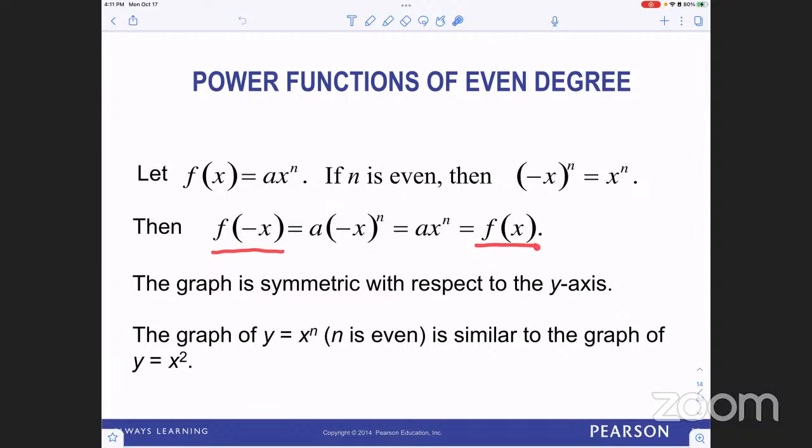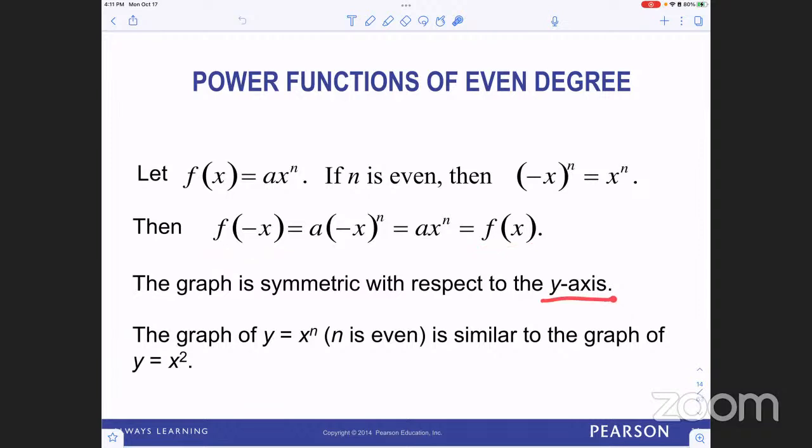So that's the definition of a function being even. Remember that? f of negative x equals f of x. That's the definition of a function being even. So once we identify the function as being even, that means the graph is symmetric with respect to the y-axis. We have y-axis symmetry, right?